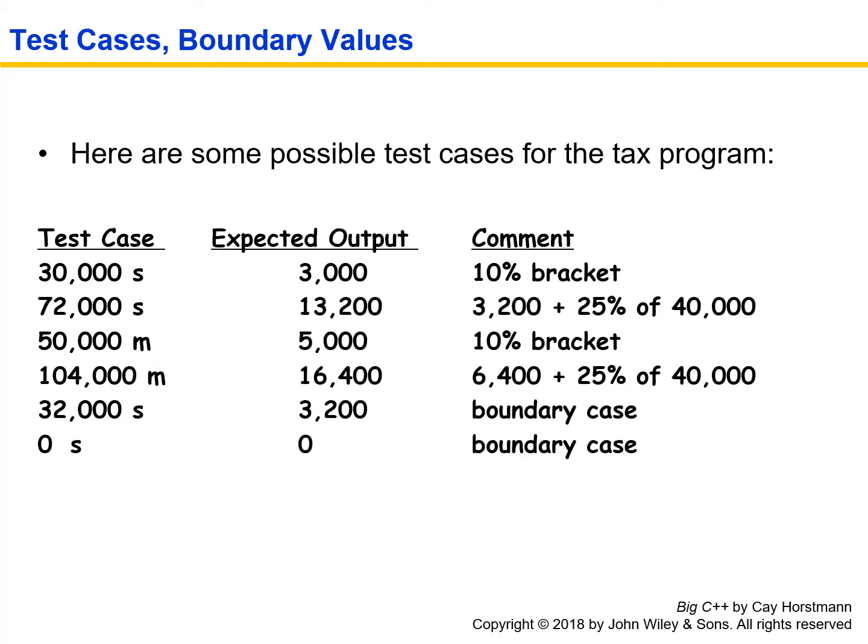you might use some test cases like this. One that's in the 10% bracket, single, one that's in the 25% bracket, single, one that's in the 10% bracket, married, one that's in the 25% bracket, married, one that's single and exactly on the boundary to make sure that it works out exactly the way it should, and you should probably then also have one for the married case that's exactly on the boundary, the 64,000.